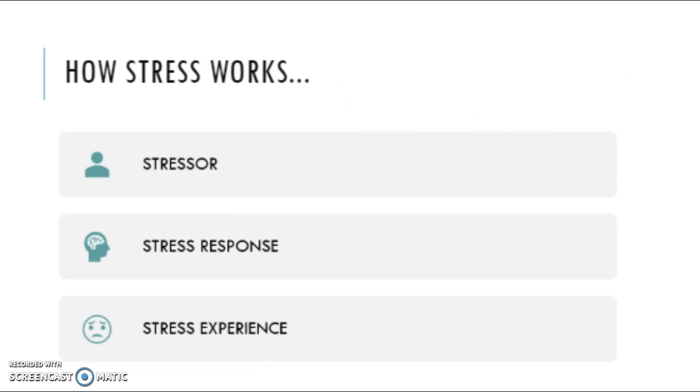How stress works. Stress works in 3 different stages. There is the stressor, the stress response, and then finally the stress experience. I'll explain this through an example. Let's say you're at a crucial point in a tennis match and you're about to serve when the wind picks up. The wind is the stressor.